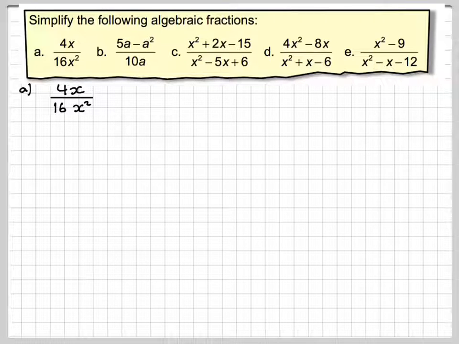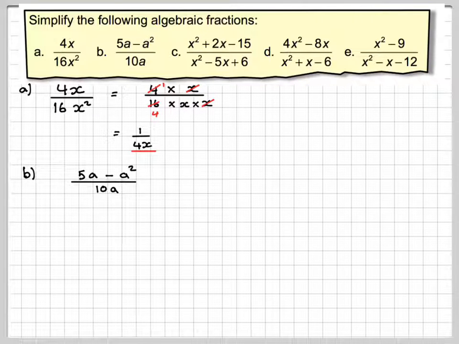Now A. What we need to do is just write this first of all as 4 times x divided by 16 times x times x. Now we do a little bit of cancelling, so 4 goes into 4 once, and then into 16 4 times, and then one of these x's will cancel out as well. So what are we left with? We've got a 1 in the numerator, and in the denominator we've got 4x. So don't forget the 4, we've got 4x.